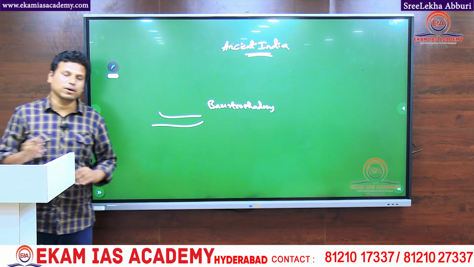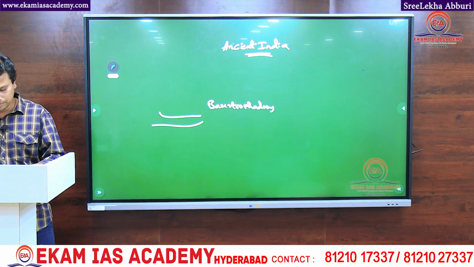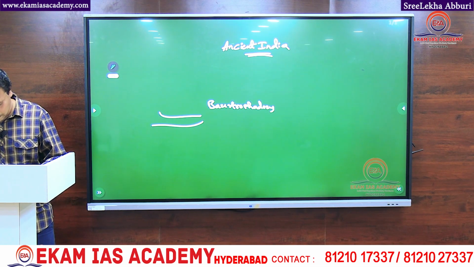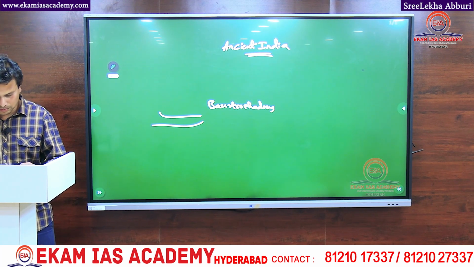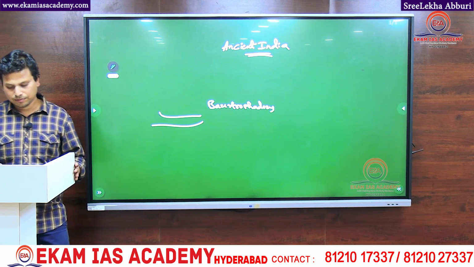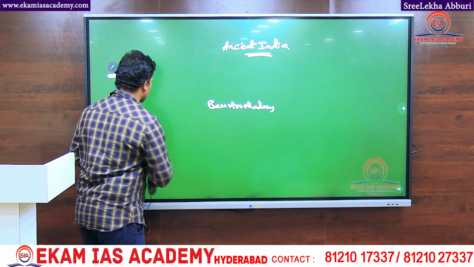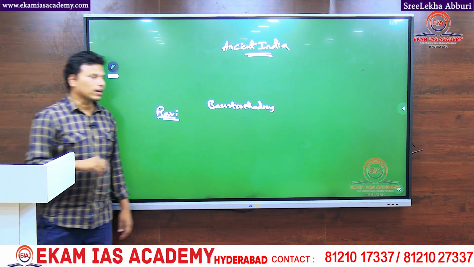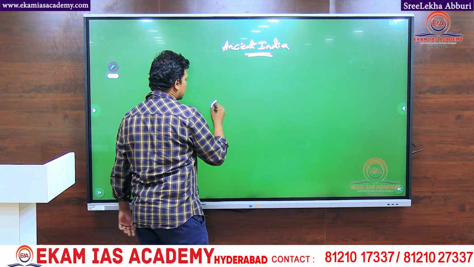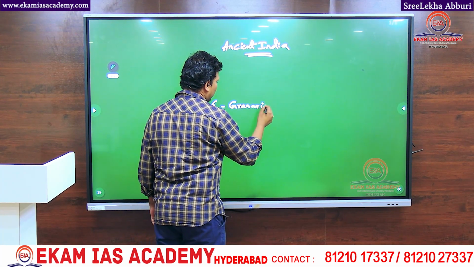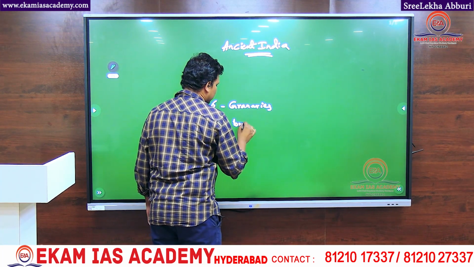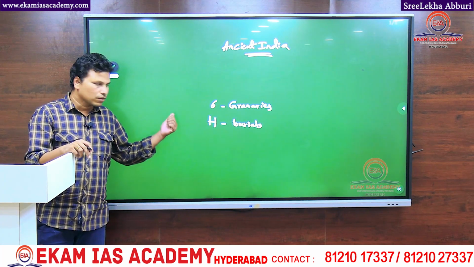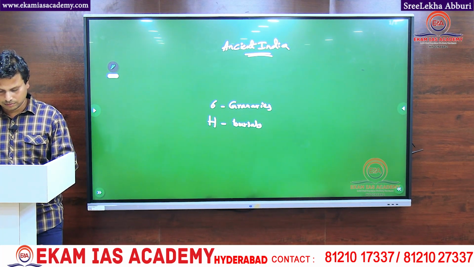So coming to Harappa, the most important site, or you can say the first site, on the river Ravi. This site has got 6 rows of granaries and then H type burials. These are the two important specialities of Harappa. And then Mohenjo-daro.